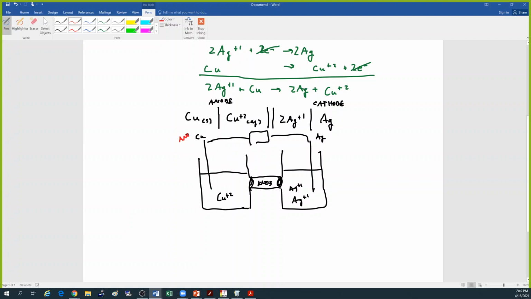So our anode. This is the oxidation. This is the right? They go this way, right? Yeah. So that's the flow of the electrons. Again, it's technically 2 electrons net per cycle of the reaction.